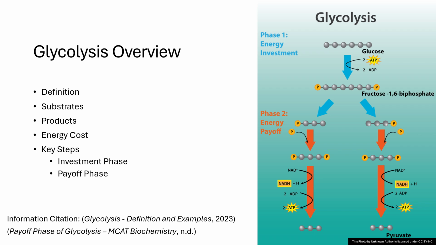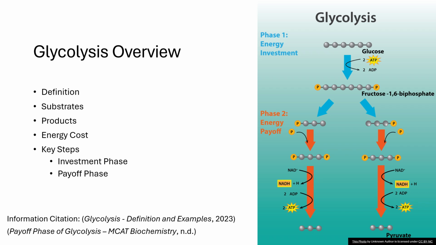The second stage of glycolysis is called the payoff phase. The first step of the payoff phase is the oxidation of glyceraldehyde 3-phosphate, and inorganic phosphate is added to G3P. This step is a redox reaction. The oxidation of G3P is paired with the reduction of NAD+ into NADH. The enzyme involved at this step is G3P dehydrogenase, which removes hydrogen molecules.